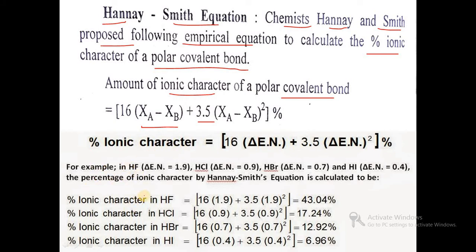For example, in HF, the percentage of ionic character is 43.04% by solving this equation. Then in the case of HCl, the percentage ionic character is 17.24%, in the case of HBr it is 12.92%, and lastly in HI it is 6.96%. So HF is more ionic as compared to HI.